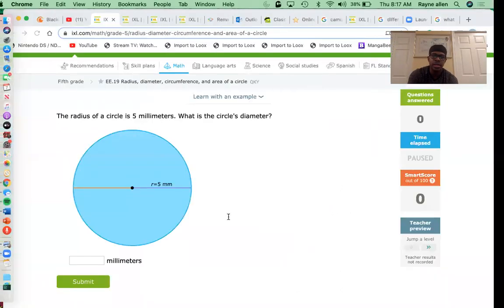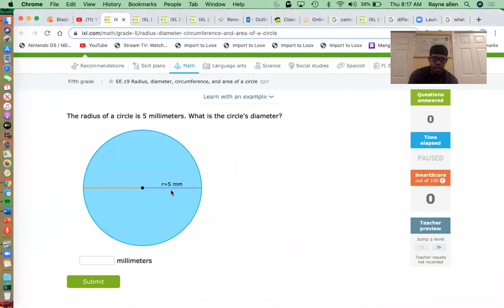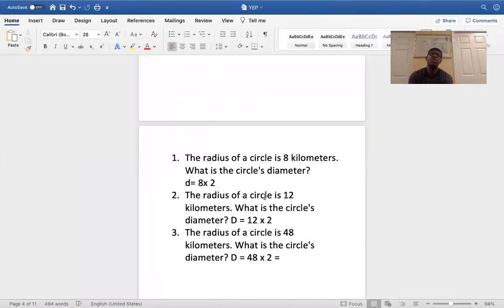Let's say the radius of this circle from here to here is 12 this time. The radius of the circle is 12 kilometers. What is the circle's diameter? What is the full, or the straight line that passes through? We know the diameter would be 24 because the diameter is always going to be your radius times 2.